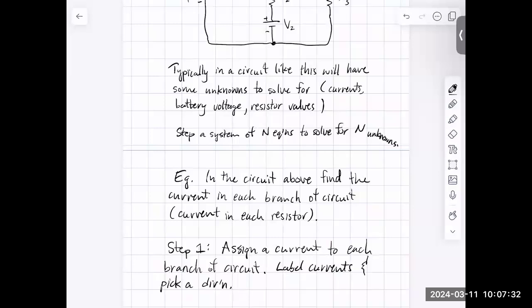What we might find is at the end of the problem, we calculate a value for the current. If it comes out to be negative, that just means we picked the wrong direction. Everything else in the problem will have been solved correctly. We just have to notice that if I solve for a current and find that it's negative, it just means that the actual direction is opposite of what I picked.